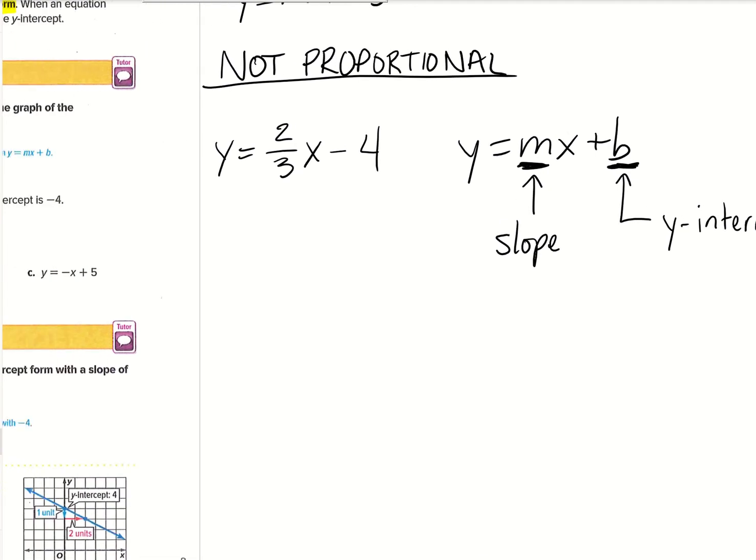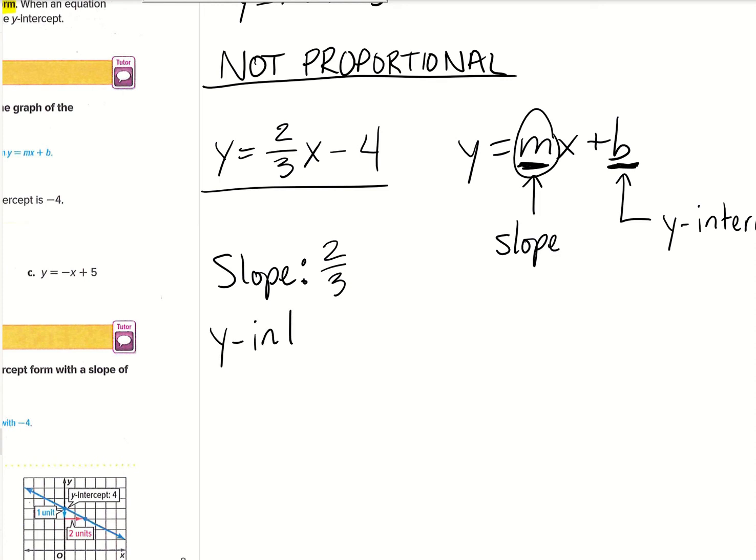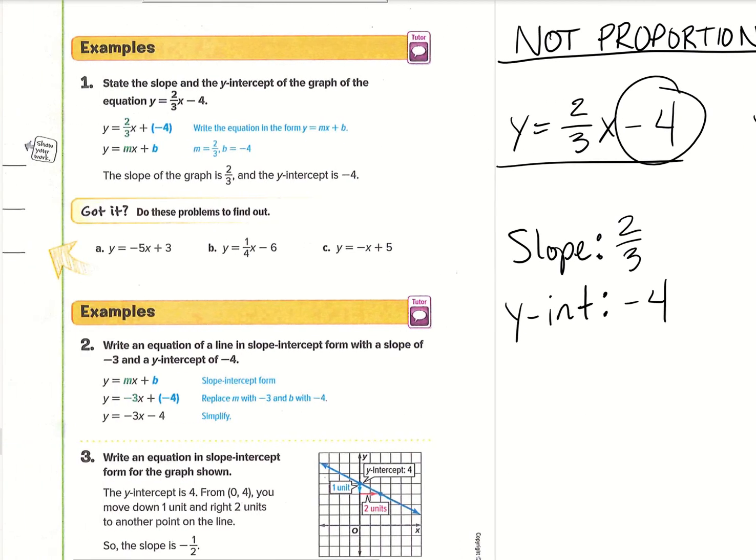Our slope, if we look at this one, would be 2/3 because it's plugged in for m, as you can see there. And again, your slope is always attached to the x. Then your y-intercept, I'm going to abbreviate it as the y-int, is b. Remember it also keeps this sign right here. So your y-intercept for this one would be -4. That's really it as far as the format of slope-intercept form.